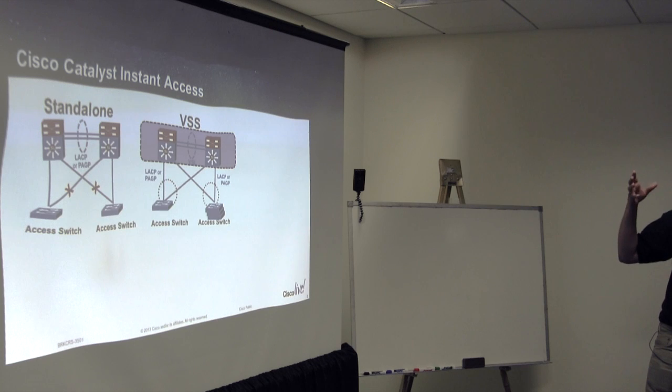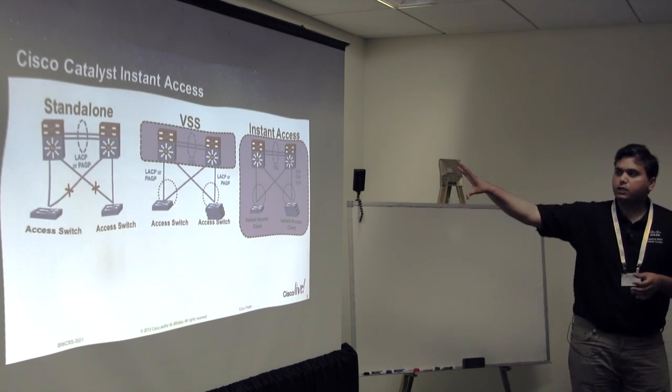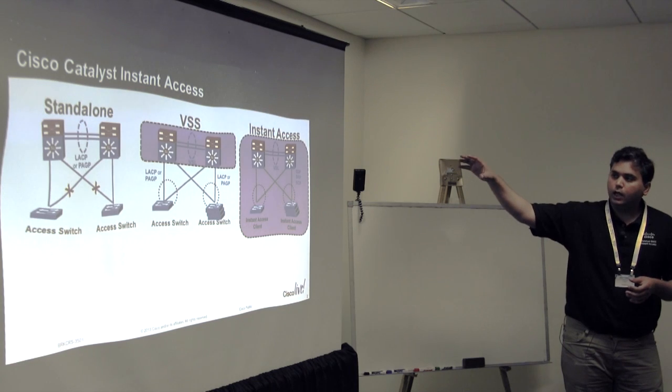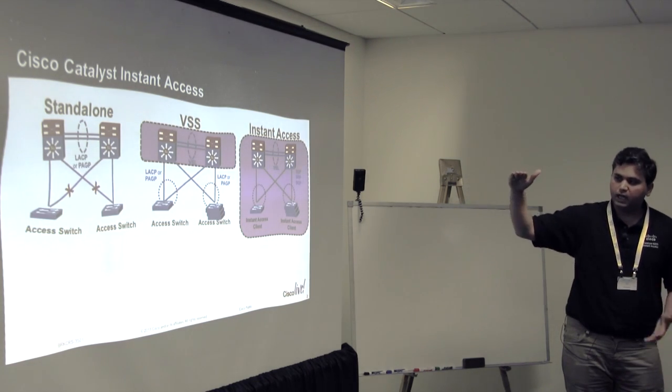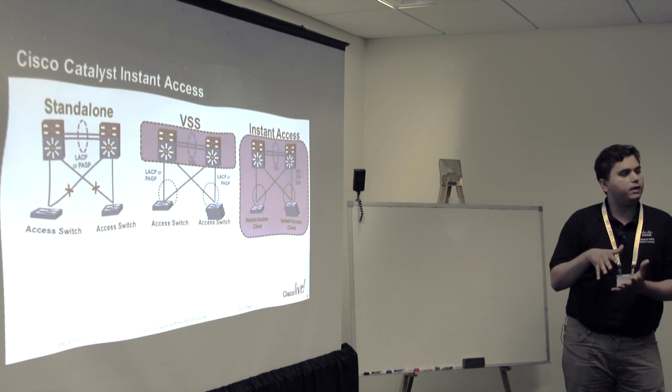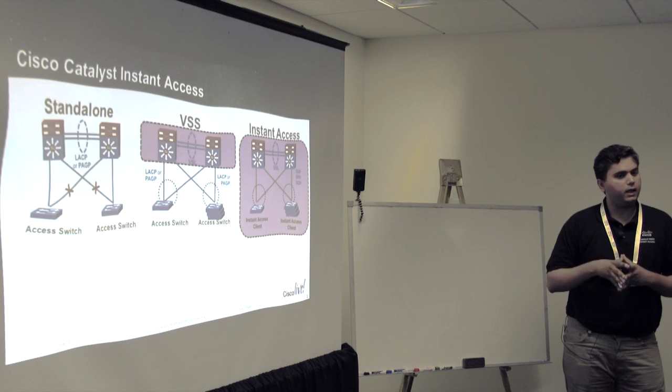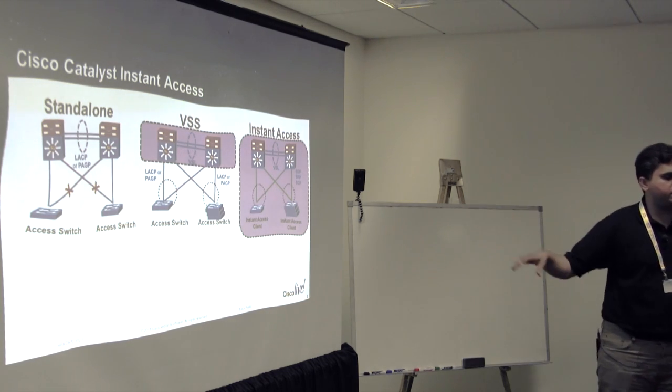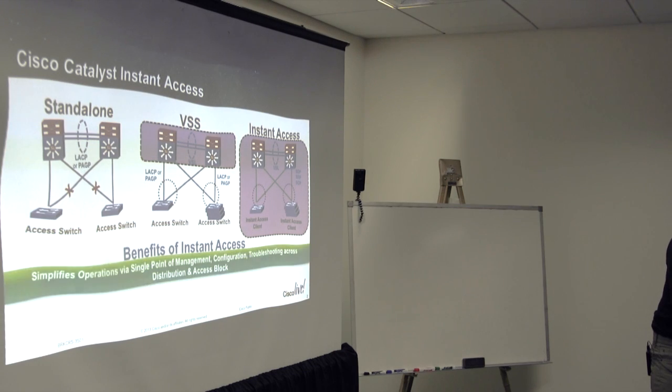What VSS is, we take two switches, we connect them back to back, and there is only one control plane on those two switches. The forwarding plane is separate, and they are doing independent forwarding, but there's only one control plane. So that was the second step. So with Catalyst Instant Access, what we have done is we've taken the distribution layer and the access layer and now integrated them, and now we have a single control plane for the distribution as well as the access layer.